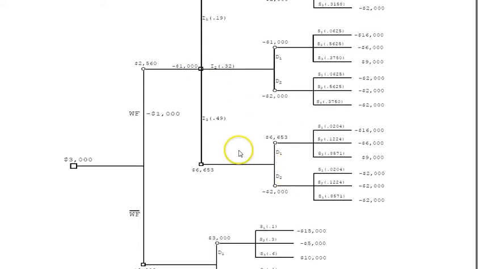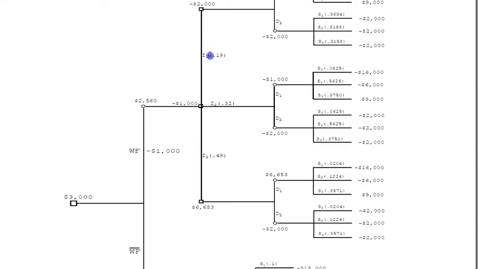And here, if it's sunny, now we use the posterior probabilities for I3, with the corresponding payoffs. We do the calculations backward. For I1, if the forecast is rain, we lose 2,000. If it's cloud, we lose 1,000. If it's sunny, we make 6,653. And we multiply each one by the corresponding probability and subtract the $1,000.